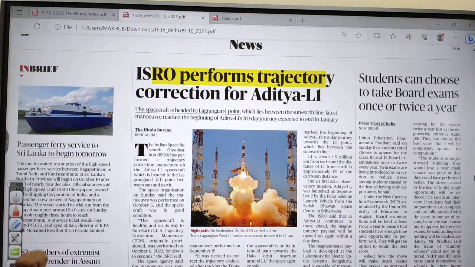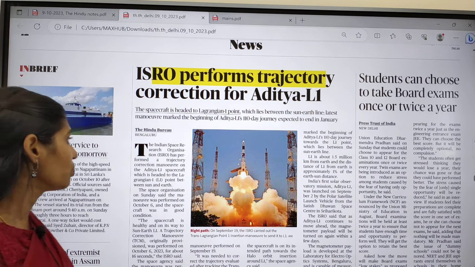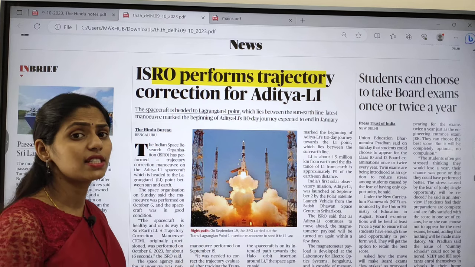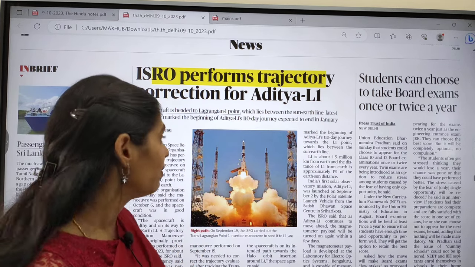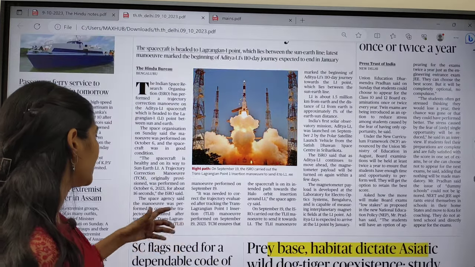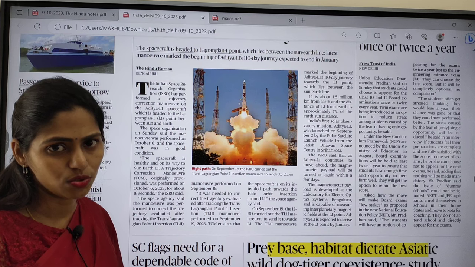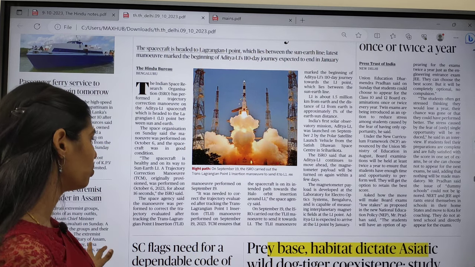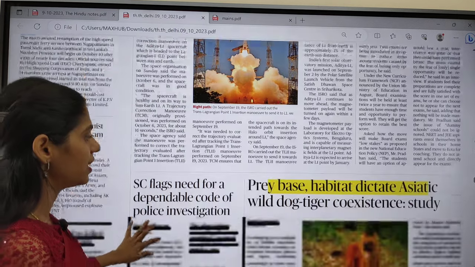In this news page, you can see "ISRO performs trajectory correction for Aditya L1." So we have to see this Aditya L1, that's it. So what is this? It is the ISRO solar mission. And we are going to study a lot of important things regarding space conditions as well as the weather of the sun, the sun's corona, etc. All these things we are going to study under this Aditya L1.